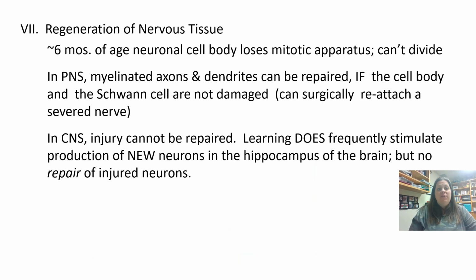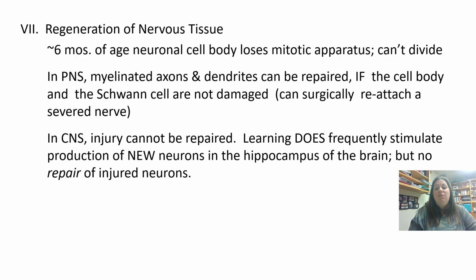Now, regeneration of nervous tissue. Guys, at approximately 6 months of age, neural cell bodies lose their ability to do mitosis. So they can't divide anymore and we can't replace them. However, in the peripheral nervous system, the myelinated axons and dendrites could be repaired if the cell body and the Schwann cells are not damaged. They can actually work on repairing those. These could also be surgically reattached if a nerve is severed, as long as the actual cell body is not damaged. In the central nervous system, however, injury cannot be repaired.